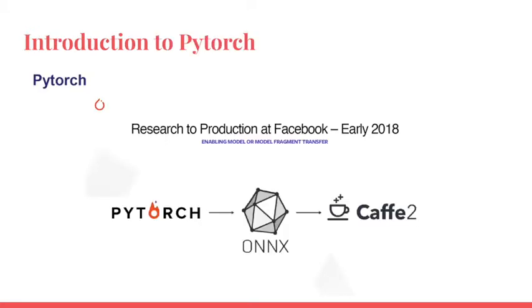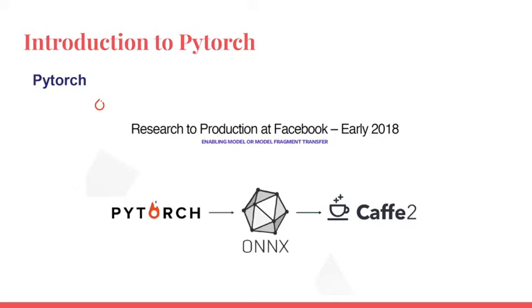PyTorch is an open source machine learning library based on the Torch library, used for applications such as computer vision and natural language processing, primarily developed by Facebook AI Research Lab. It is free and open source software. Although the Python interface is more polished and the primary focus of development, PyTorch also has a C++ interface.